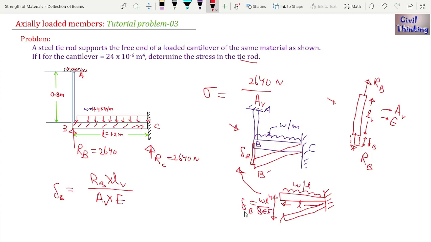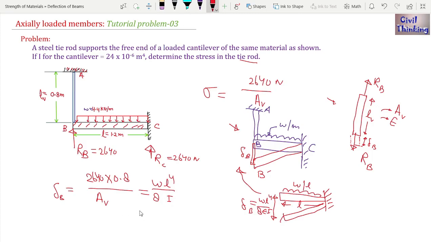So delta B is equal to this, and it is also equal to WL^4 divided by 8EI, because delta B is the elongation of the tie and also the deflection of the cantilever, right? RB, we found the reaction at B, it is 2640 Newton. Now LV is the length of the vertical, it is 0.8. AV we don't know. Here is E and here is E, they will cancel out.